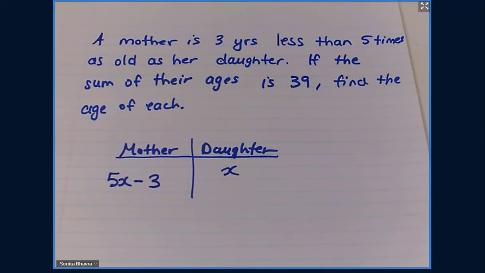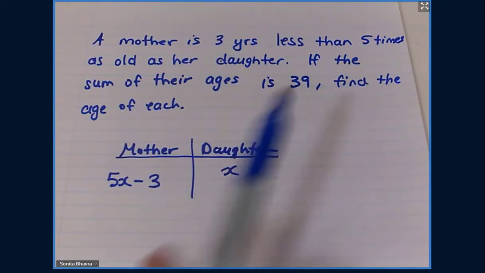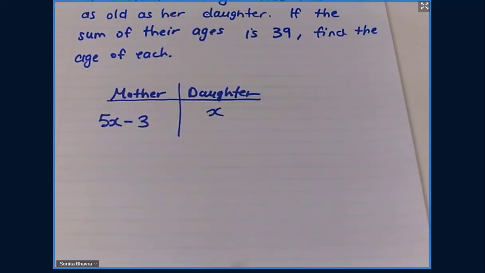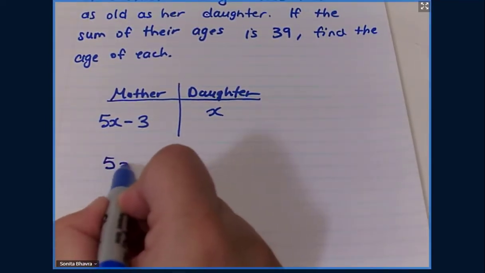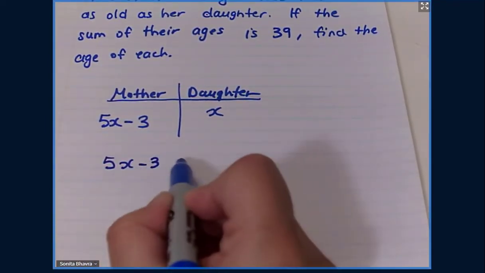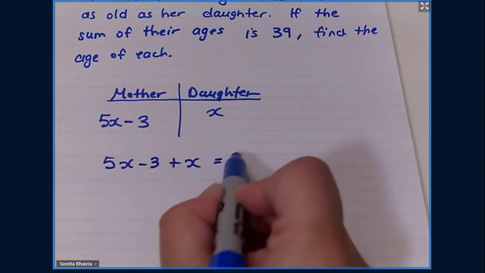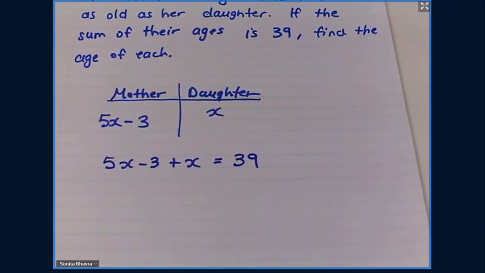And that's all. And all we know next is the sum of their ages is 39. So all we have to do is take 5x minus 3 plus x, that will be the sum of their ages, and it's equal to 39. So I'm just going to set up that. So 5x minus 3 plus x is equal to 39.